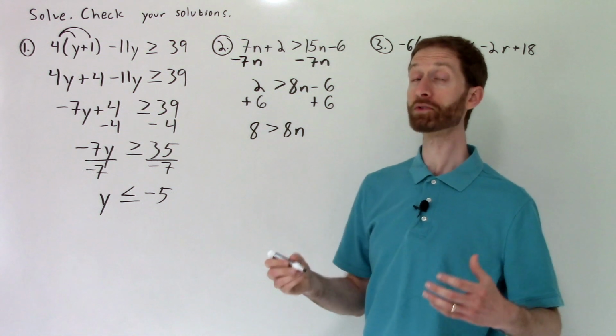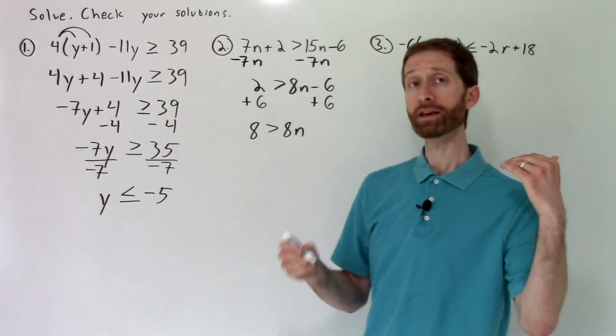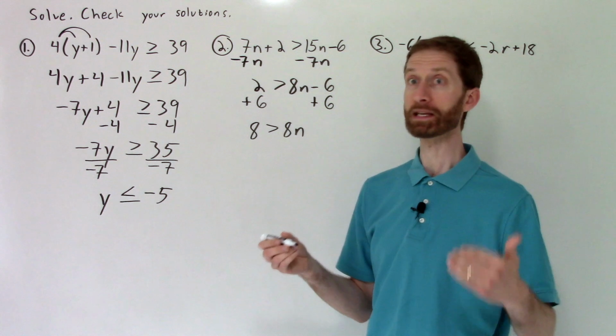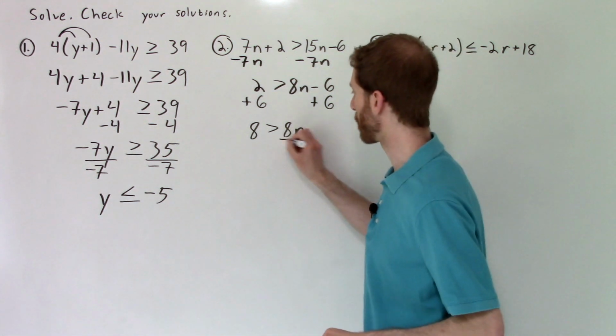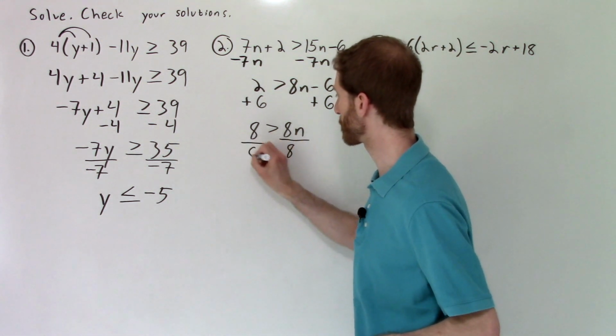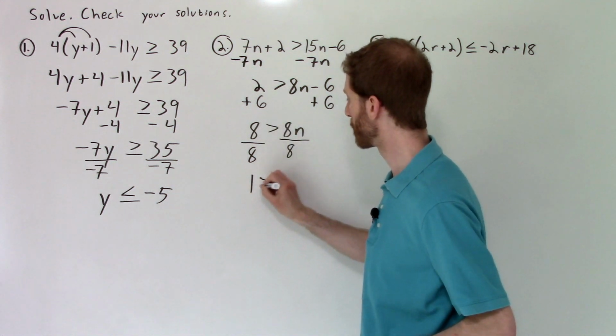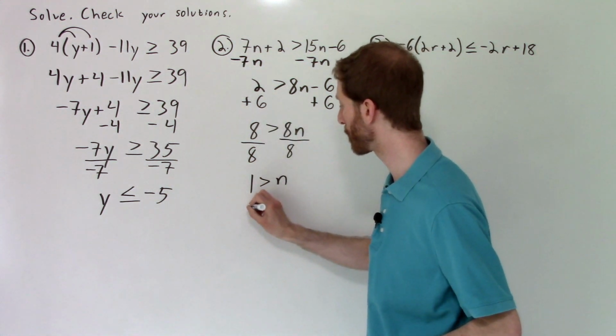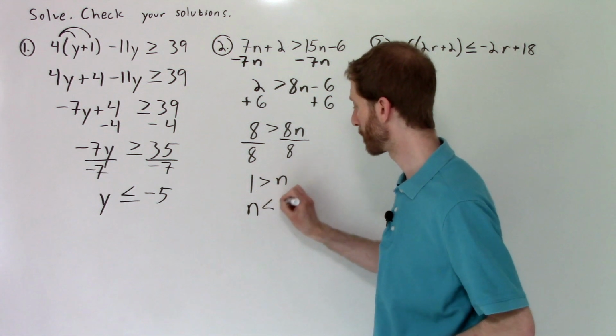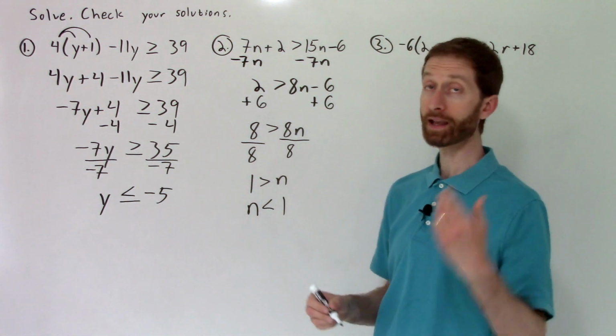And now I'm going to divide both sides by 8, noting that there's no negative sign being involved here in the division, so we're all good. I divide by 8. The sign's going to stay the same. 8 divided by 8 is 1. So 1 is greater than n, or another way of putting that, n is less than 1. That's it. Again, how to check it?